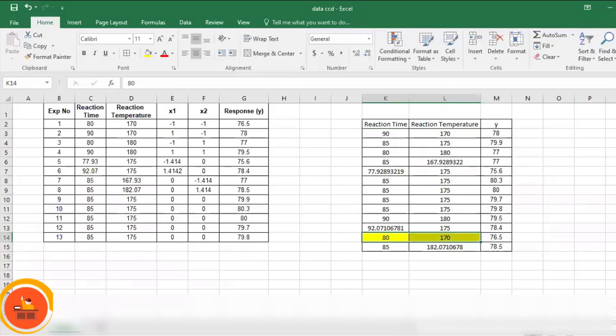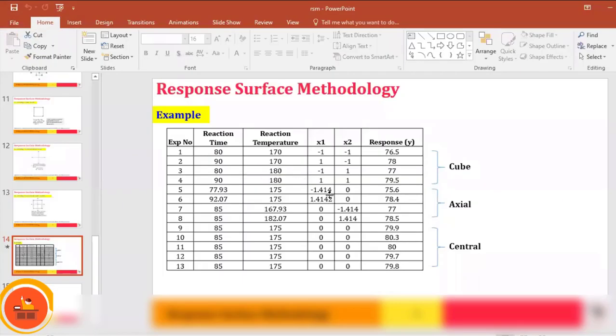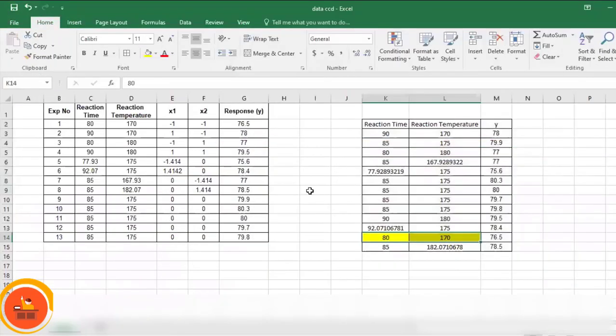I'll give that one with yellow color. Next 90, 170. So 90, 170. This also I'll give with yellow color. 80, 180, 80, 180. Next 90, 180, 90, 180.